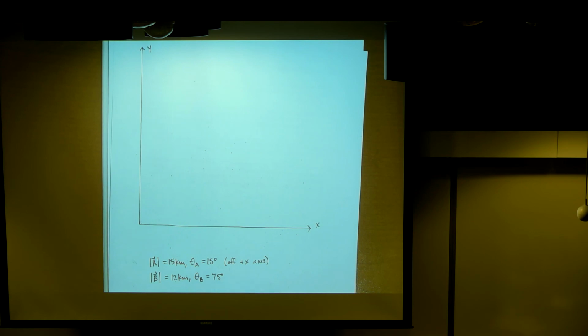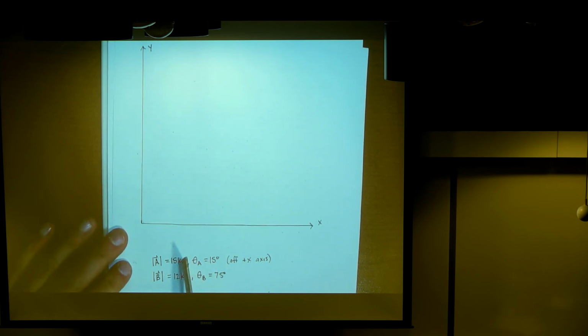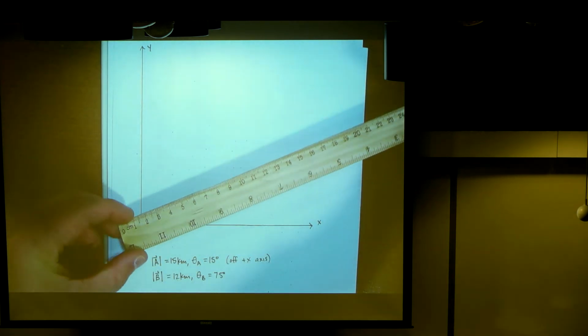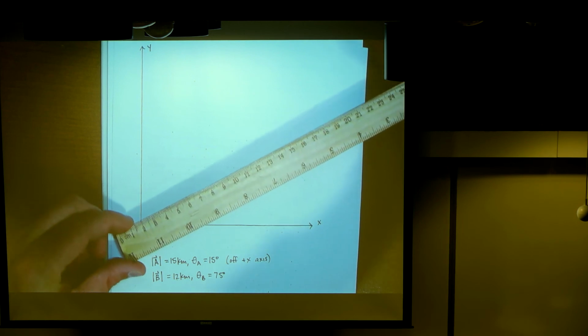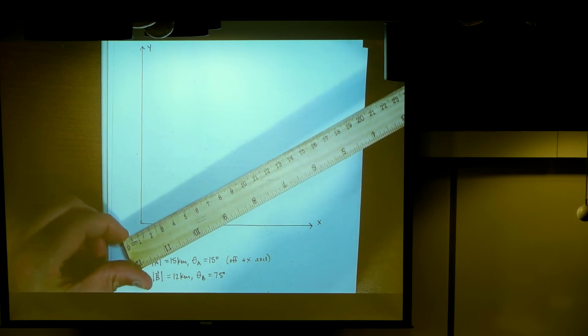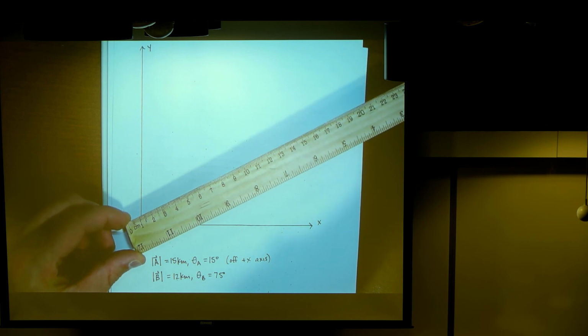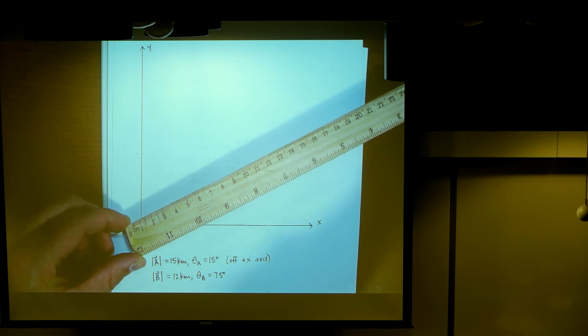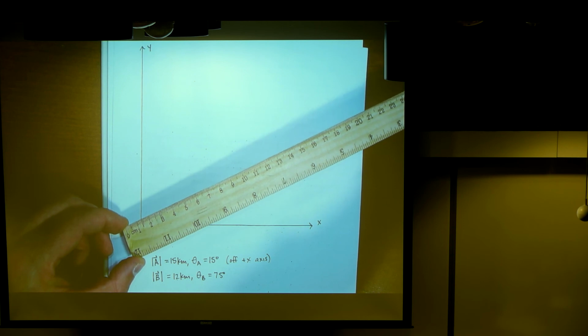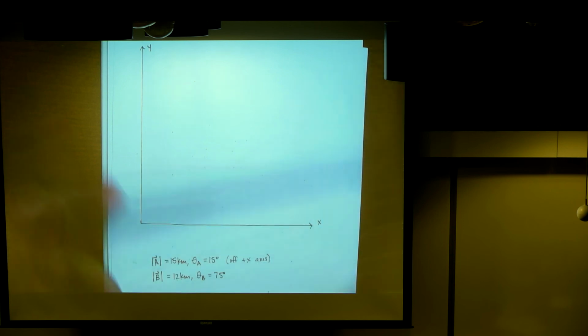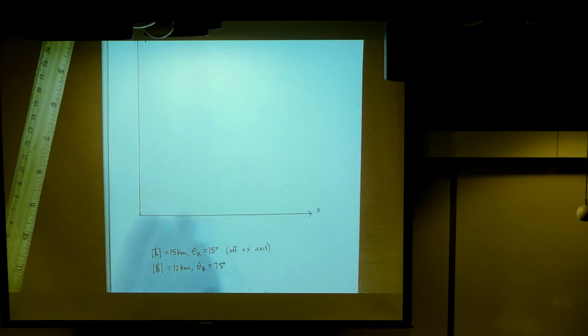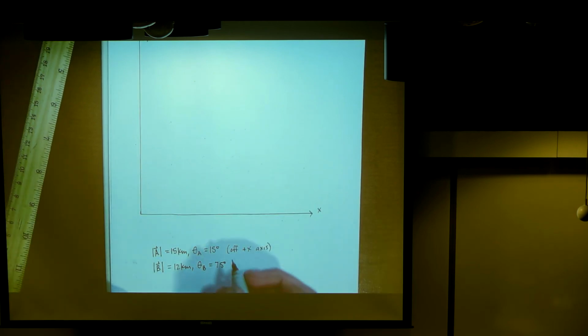So I guess what I'll do is I'll start by drawing the first vector. I'll just have to measure it out, right? In terms of its length. So I'll just go ahead and draw a 15 kilometer long vector, right? No, of course not, right? I have to scale it down so it fits on the page. So what I'm going to do is choose a scale factor.